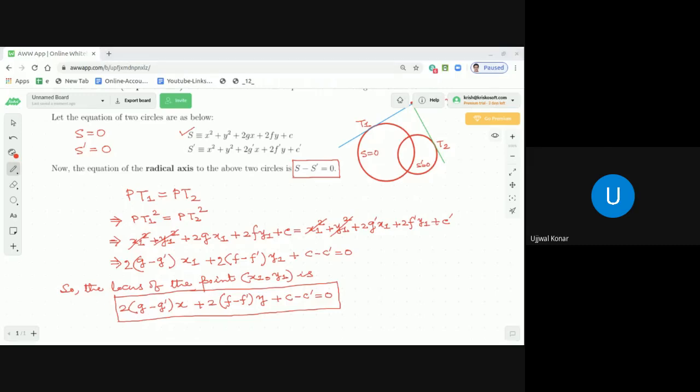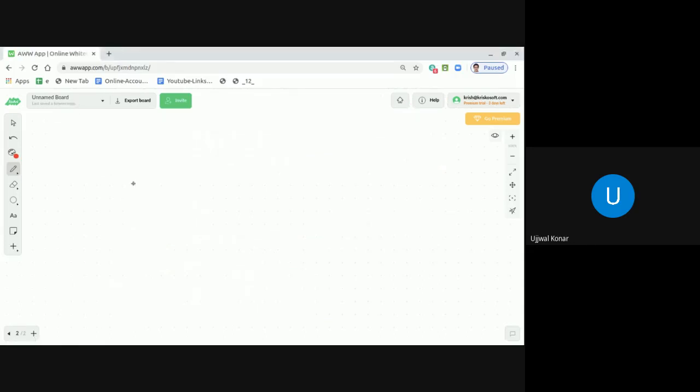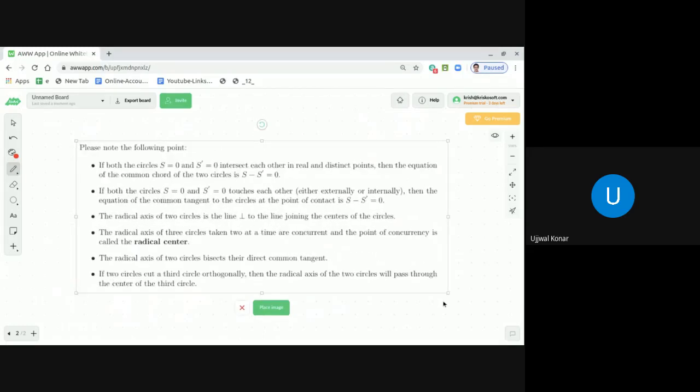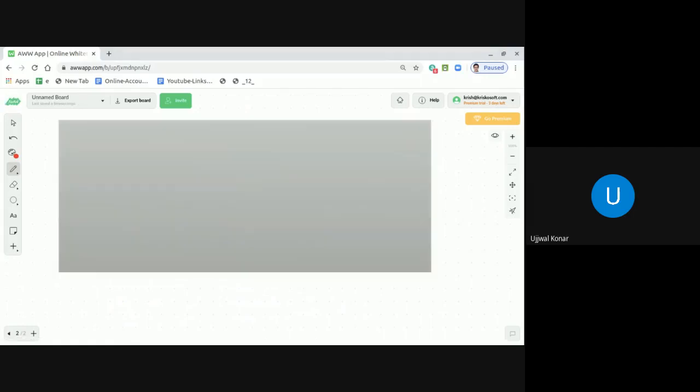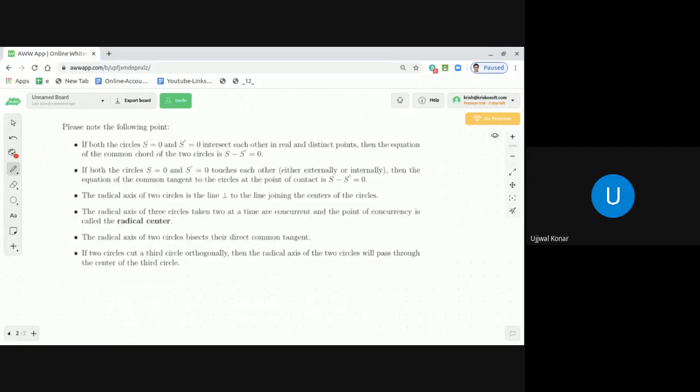Now, there are some properties of the radical axis. So what are the properties of the radical axis? Let's find it out. Okay. So, dear students, please look into these points.